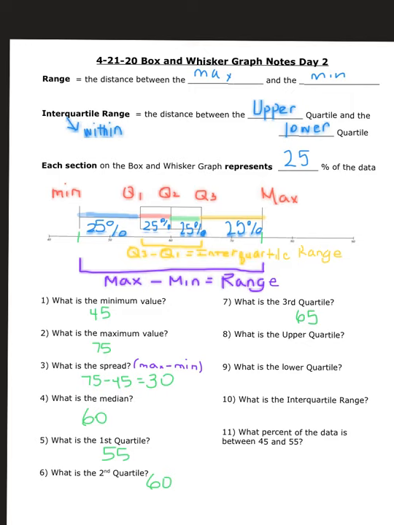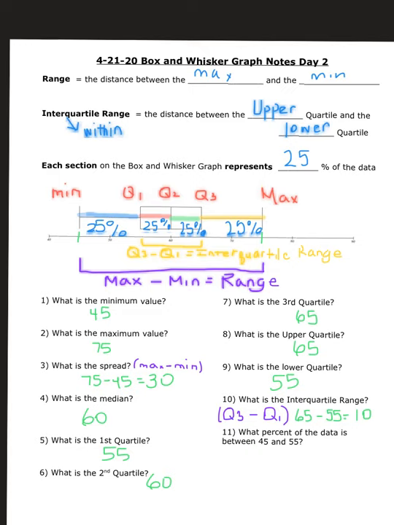Number 8, what is the upper quartile? Well, the upper quartile is the same thing as Q3, so that also is 65. Number 9, what is the lower quartile? The lower quartile is the same thing as Q1, which is between 50 and 60, so that would be 55. Number 10, what is the interquartile range? Well, the interquartile range is the distance between the upper and the lower quartiles, or Q3 minus Q1. So 65 minus 55 would give you an interquartile range of 10.